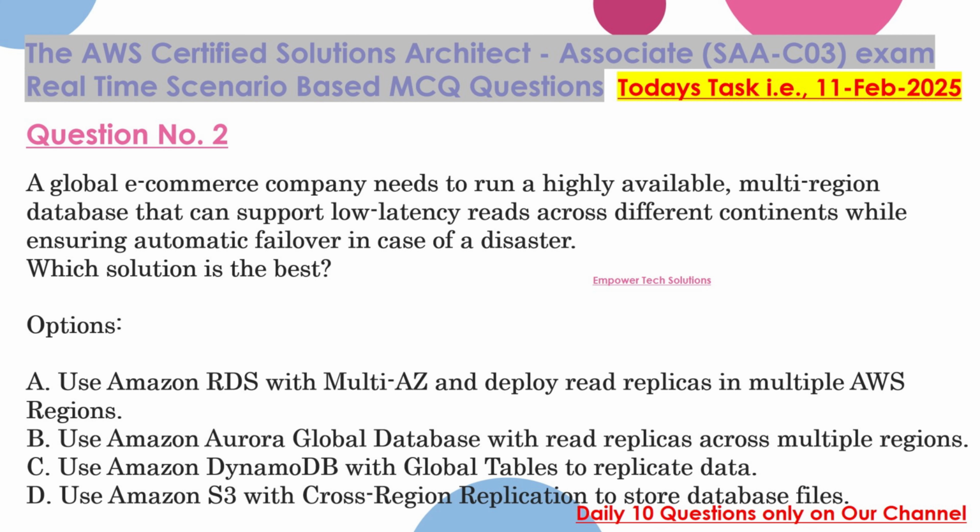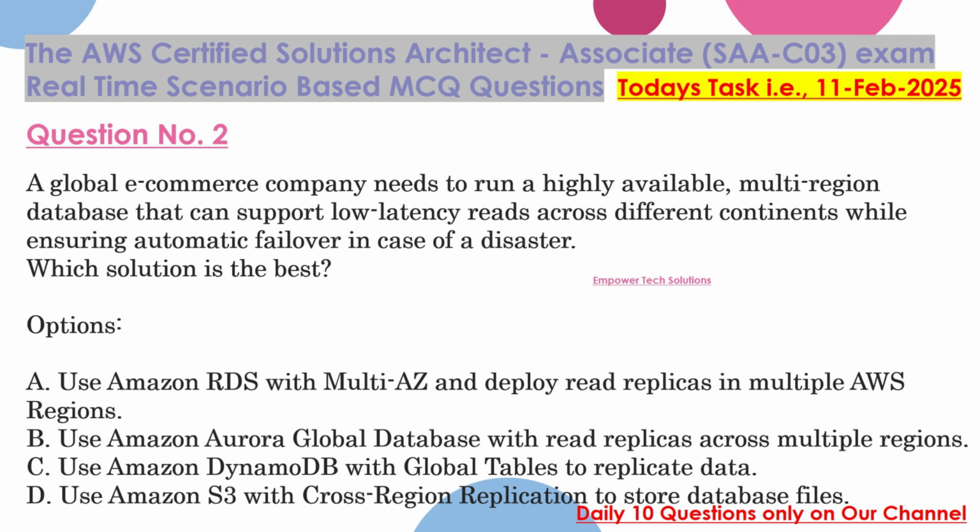Question 2. A global e-commerce company needs to run a highly available, multi-region database that can support low-latency reads across different continents while ensuring automatic failover in case of a disaster. Which solution is the best? Options: A. Use Amazon RDS with multi-AZ and deploy read replicas in multiple AWS regions. B. Use Amazon Aurora Global Database with read replicas across multiple regions.